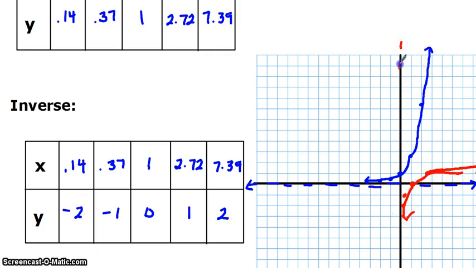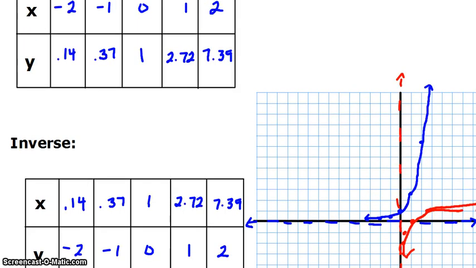Okay, its asymptote is the y-axis, the line x equals 0. So the domain for this log would be 0 to infinity, and the range would be negative infinity to positive infinity, all real numbers. Let's take a look at the equation.